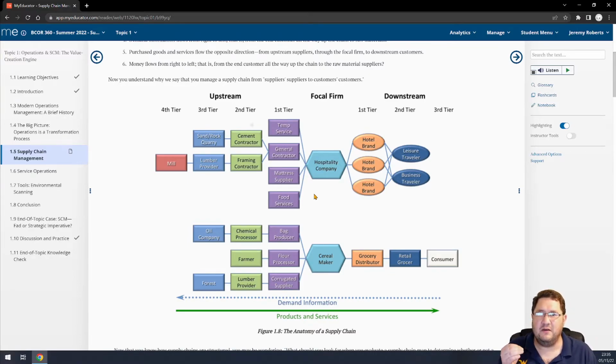But we should be aware of who's supplying us. So let's take a quick look at that cereal maker. I know I'm focusing on this a little bit, probably more than I should, but it should come in when I start to talk about 1.7. So we have a cereal maker.